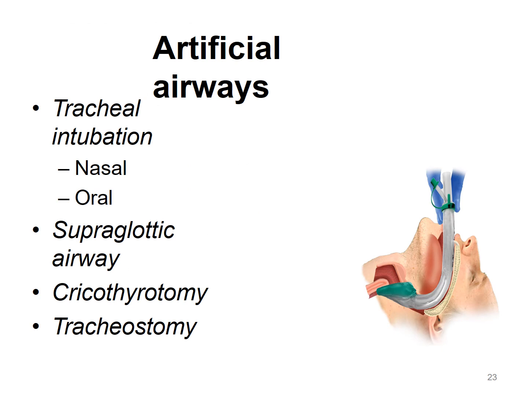Then artificial airways, that is tracheal intubation is needed. It may be nasal or oral. Then supraglottic airway, this picture is a supraglottic airway. Then cricothyrotomy or tracheostomy. Any of these artificial airways is needed for mechanical ventilation.